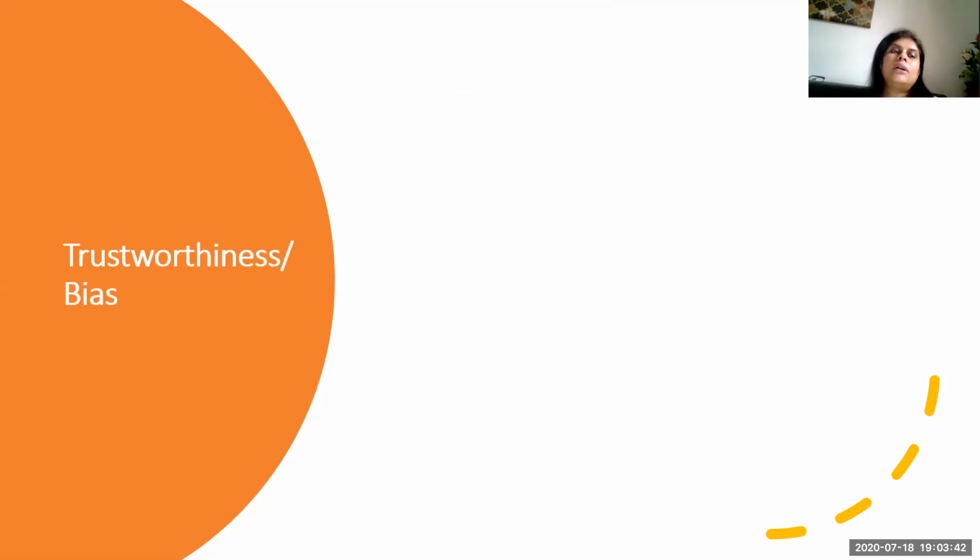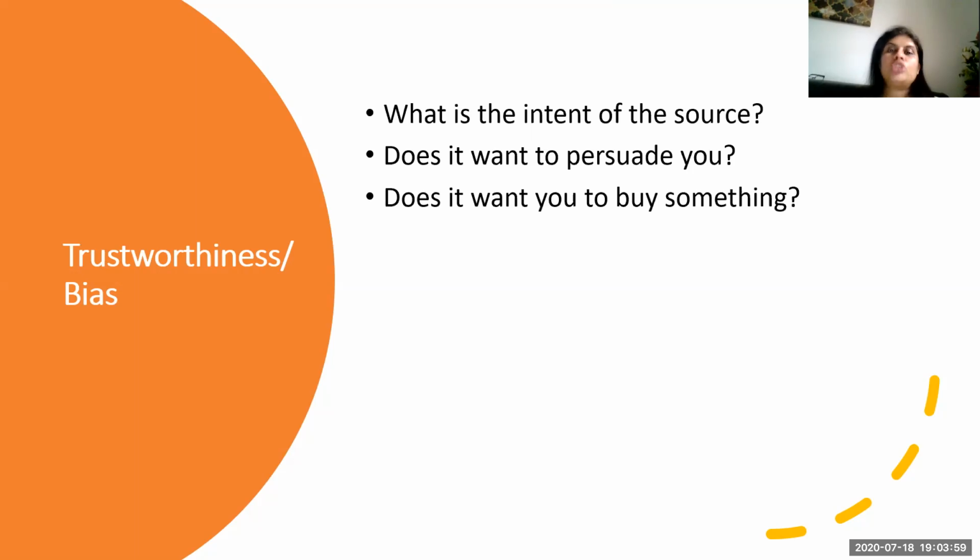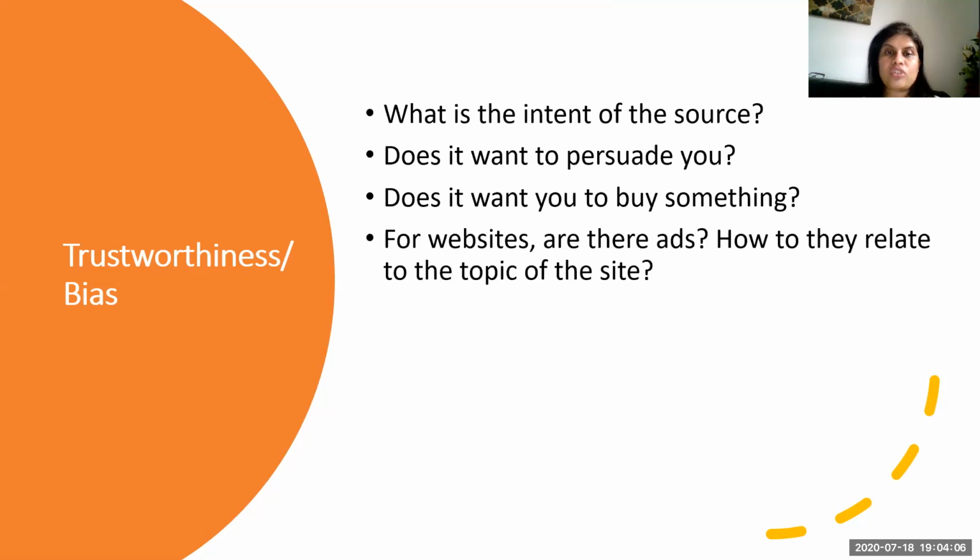Then we look at the trustworthiness or bias of the information. You need to explore what is the intent of the source that they have provided. What do they want to do by providing you that information? Do they want to persuade you to do something? Do they want you to buy something? Is it a marketing source that you're referring to? If it's a website, are there ads? How do they relate to the topic of the site which you are referring to?